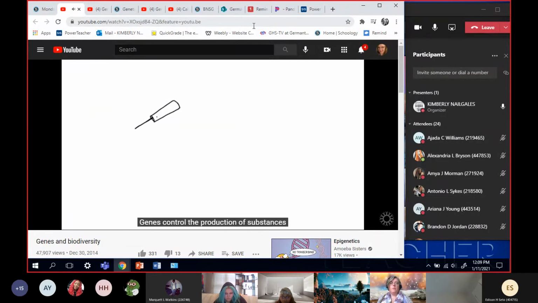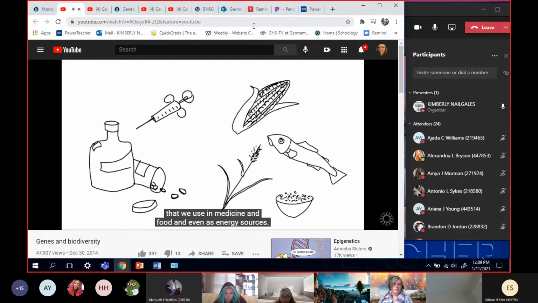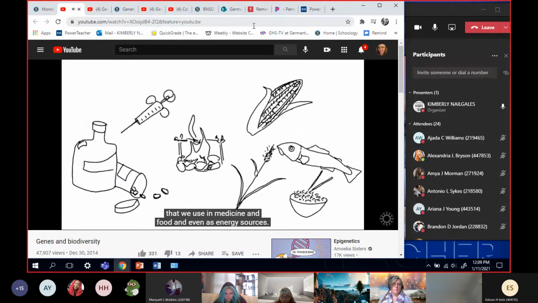This is the part we're going to try to cover tomorrow. Genes control the production of substances that we use in medicine and food and even as energy sources.